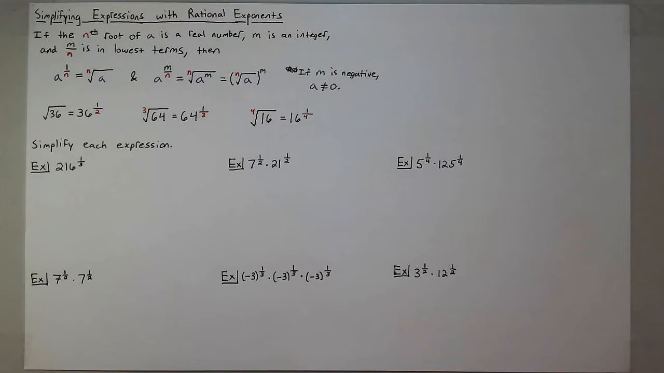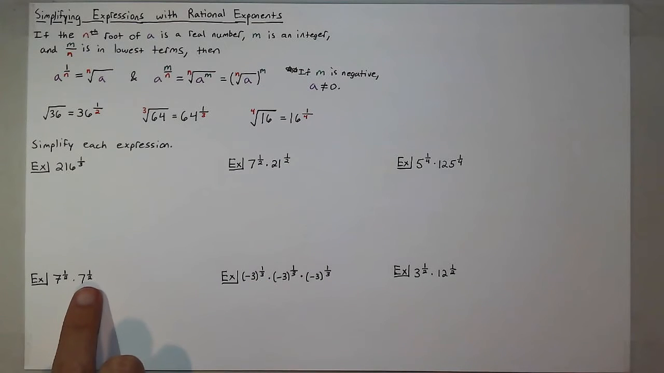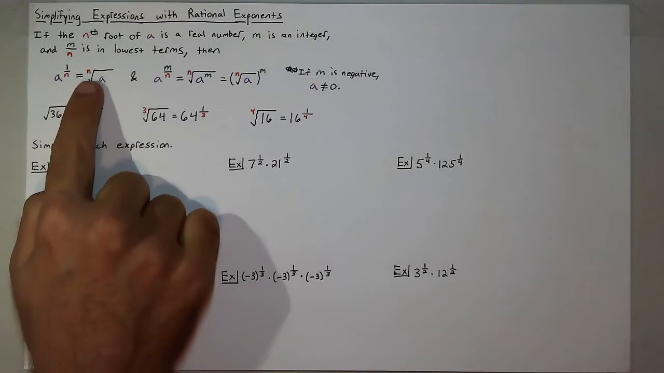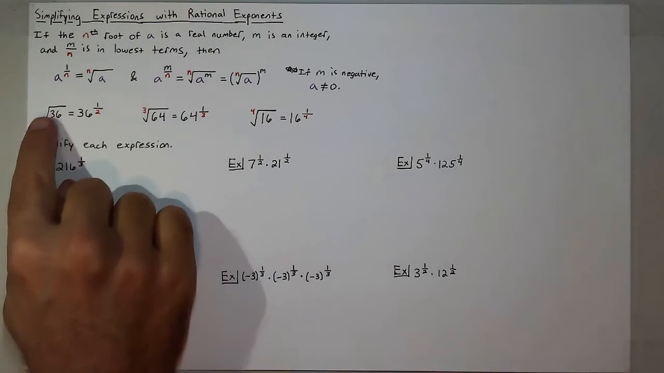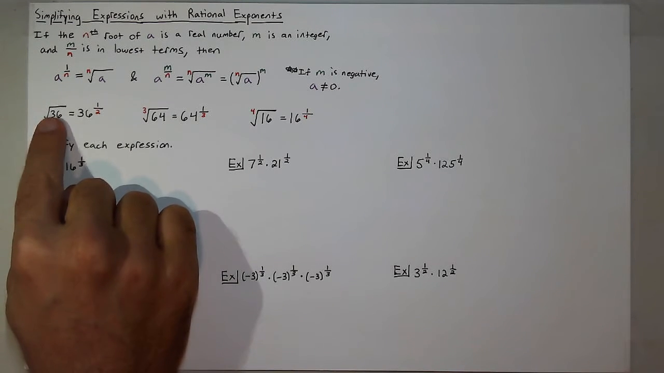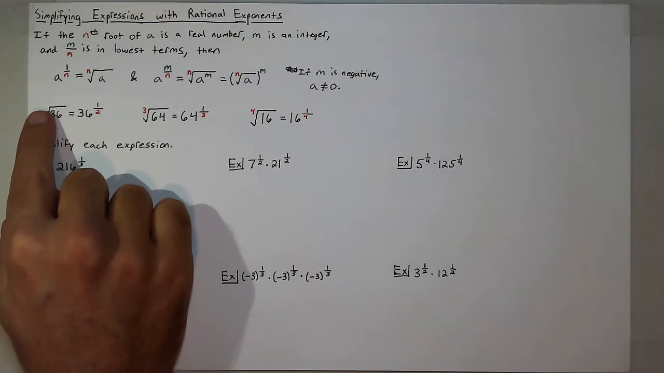In this video, we're going to learn how to simplify expressions with rational exponents. Sometimes exponents will be in the form of fractions, and the key here is that the denominator of that fraction is a radical with an index that matches that denominator. For example, if I had the square root of 36, that's the same as 36 to the 1/2 power because the index of that root would be 2.